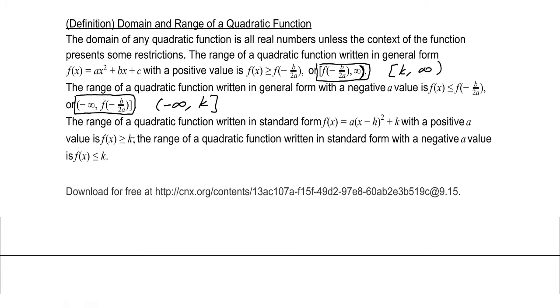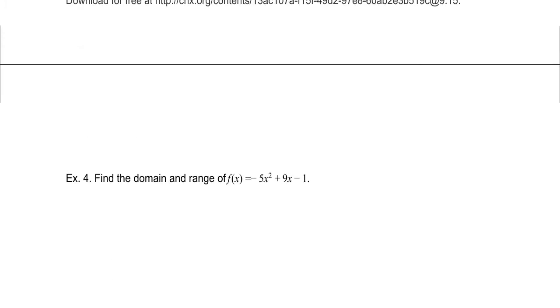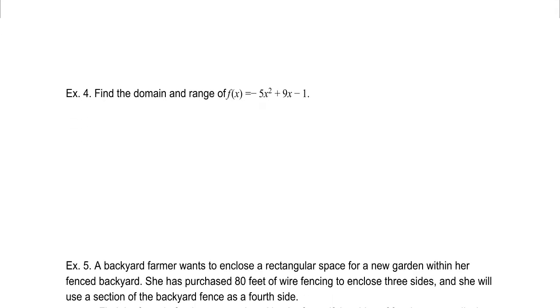All right, so let's go ahead and find the domain and range of this quadratic function: negative 5x squared plus 9x minus 1. We'll find our vertex, and note already that we can tell that our a value is less than 0. That negative 5 is less than 0. That tells us this opens down. So our function looks something like that as a graph.